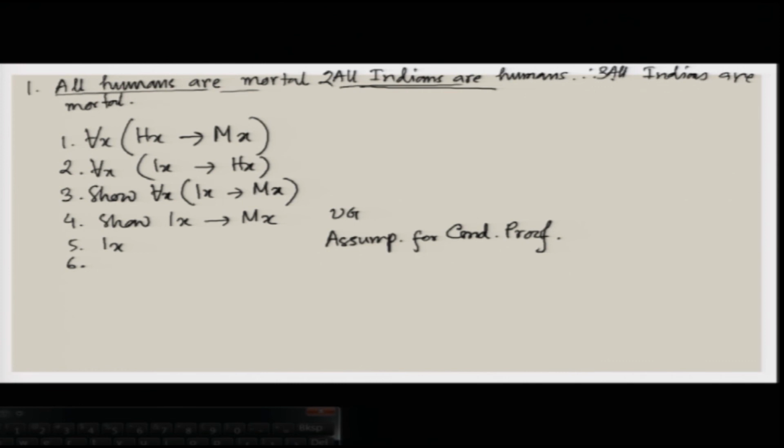Then we get rid of the quantifiers from these two. The first one gives us hx implies mx. I just write 1 UI, and then the second one gives us ix implies hx. I just write 2 UI, that is universal instantiation, which is an easy rule. I just get rid of the quantifier without having any trouble. And then 8, this is called the rule.